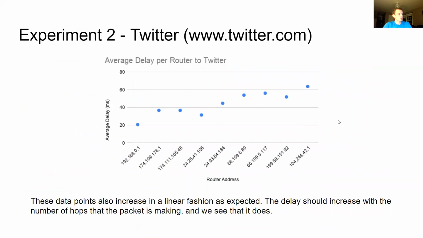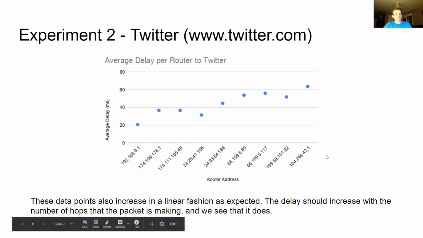So the second experiment was Twitter. You can see again, this is the one with the average delay versus the router address. We can see that with each hop, it increases linearly. It's not every one, but generally speaking, it's an increasing scatter plot. So that's generally what we expect. The more hops, the higher delay.